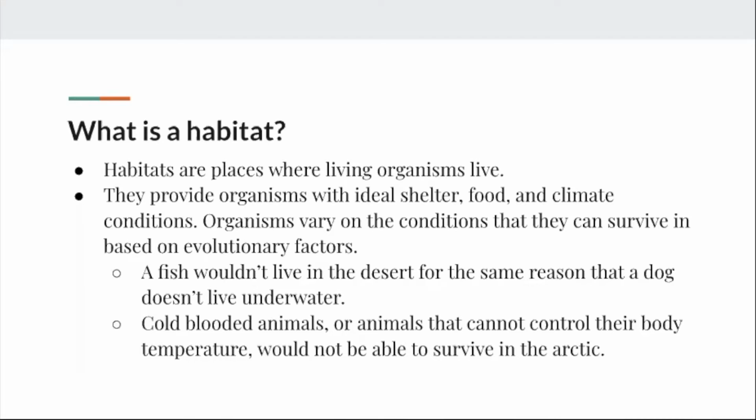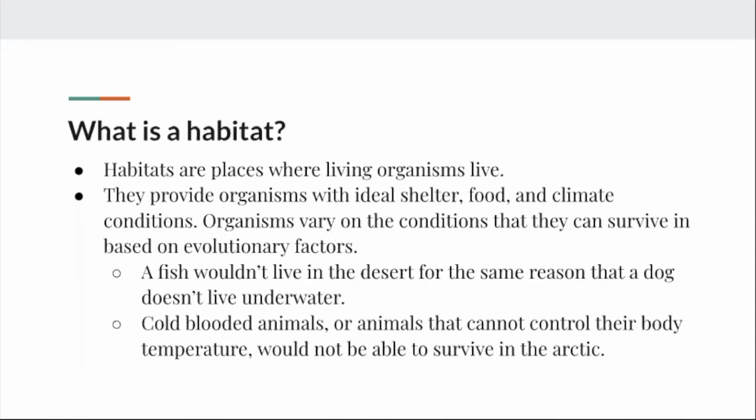A fish, for example, wouldn't live in the desert, and that's because fish are found in water, they live in water, and they need water to live. The same reason applies to a dog not living underwater, because dogs can't live under the water, they have to live above ground and stuff like that.